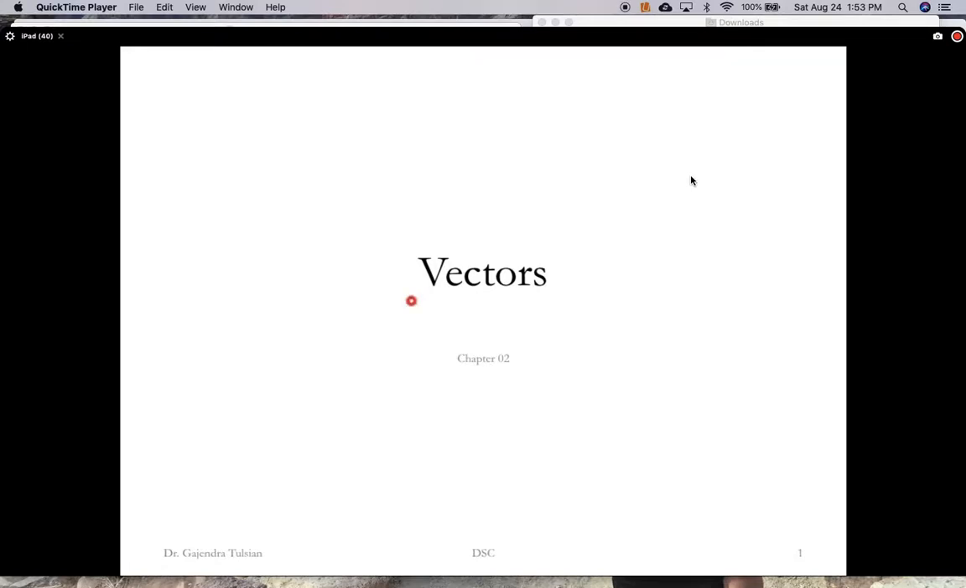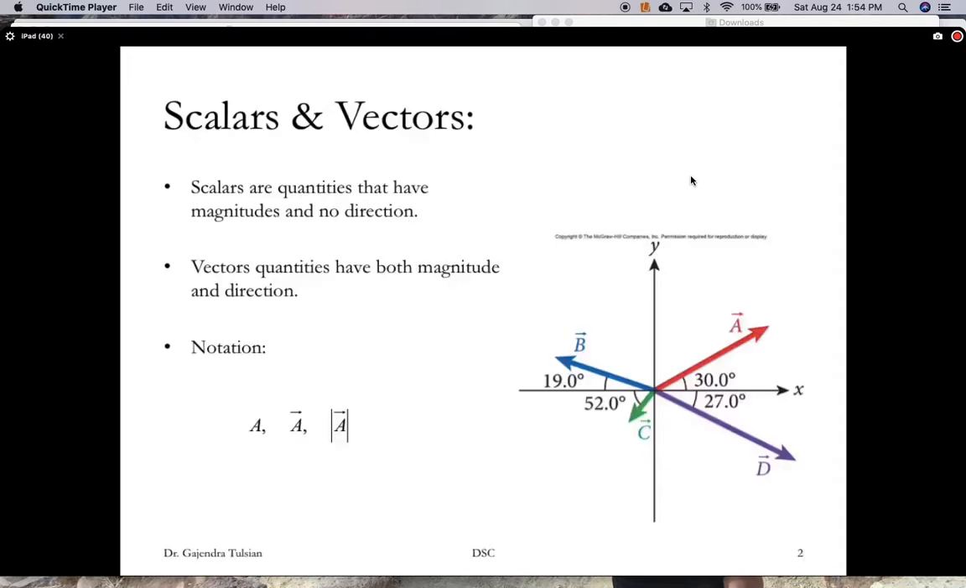In this chapter, we'll learn about a new mathematical quantity called vectors. It turns out that in physics, quantities like force, momentum, acceleration are all represented by vectors. Vectors are quantities that have both magnitude and direction. So here's how you represent a vector by a directed arrow segment.